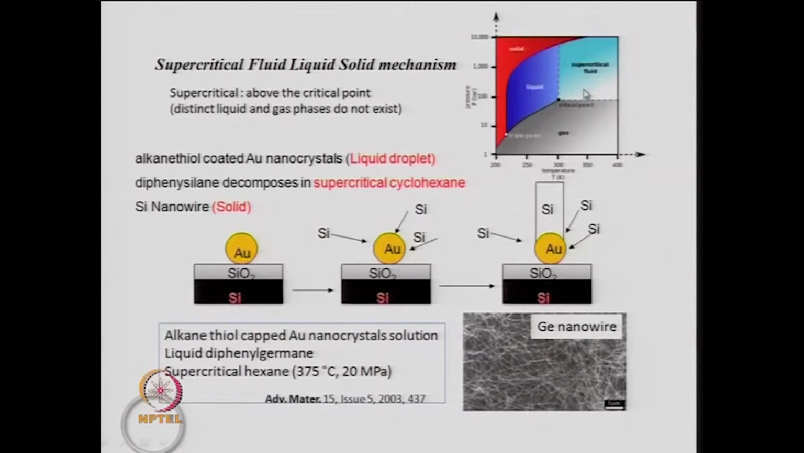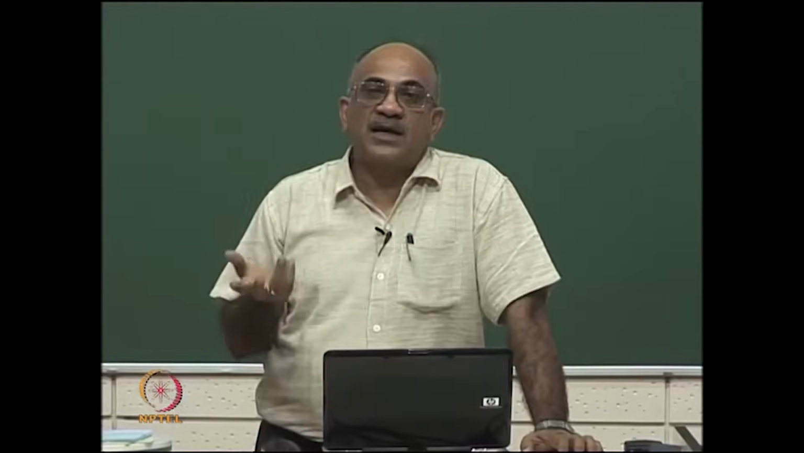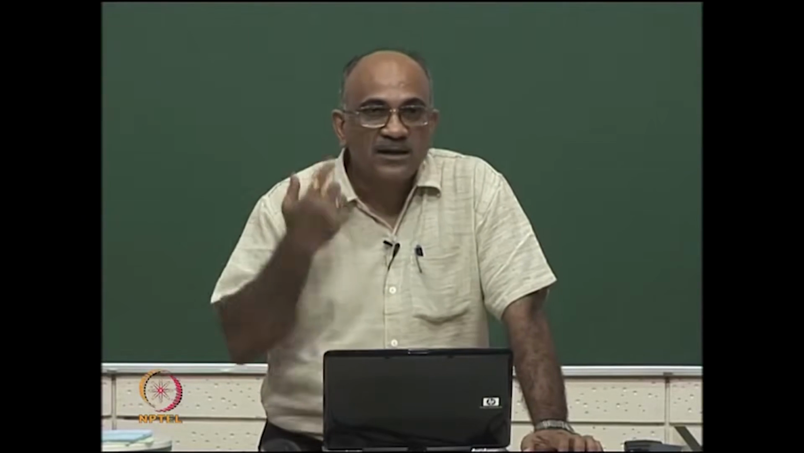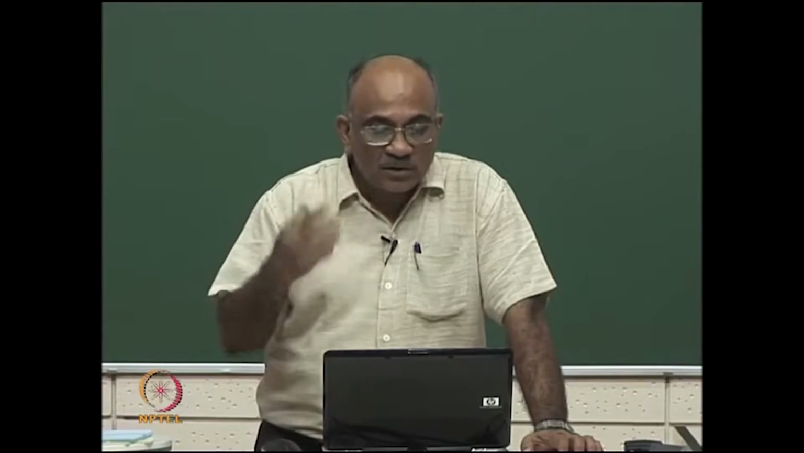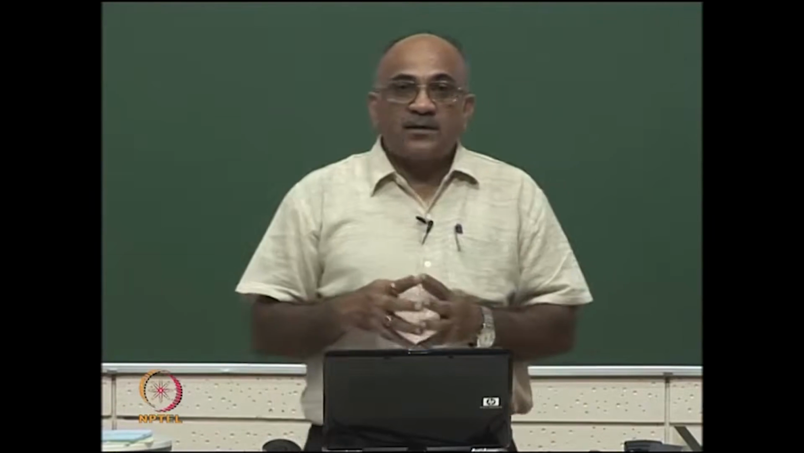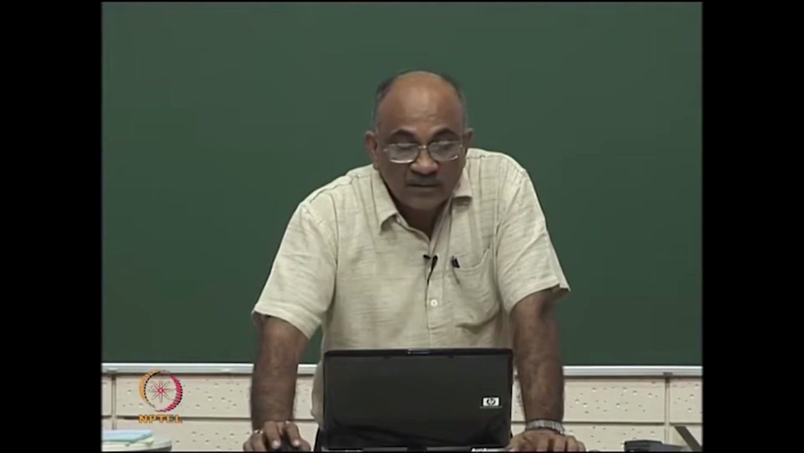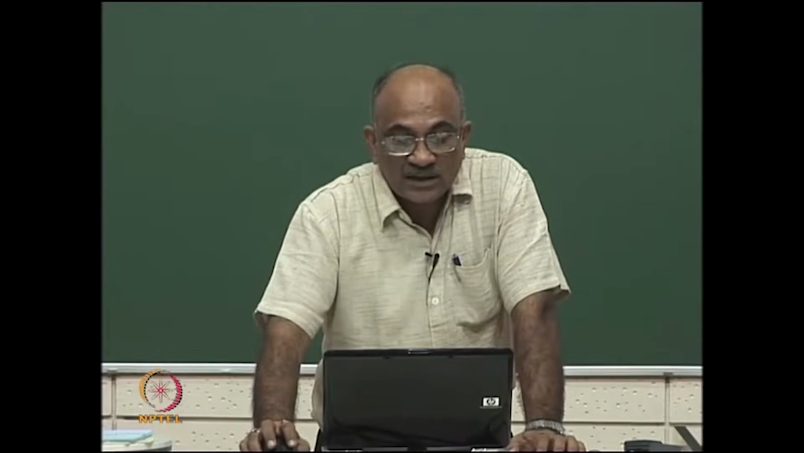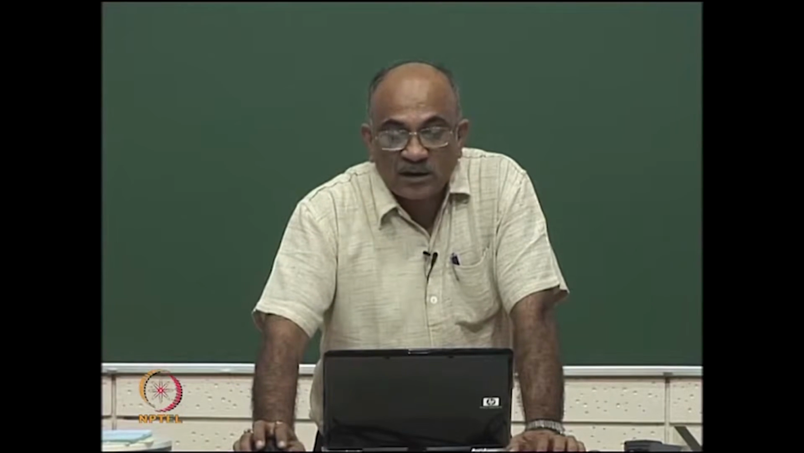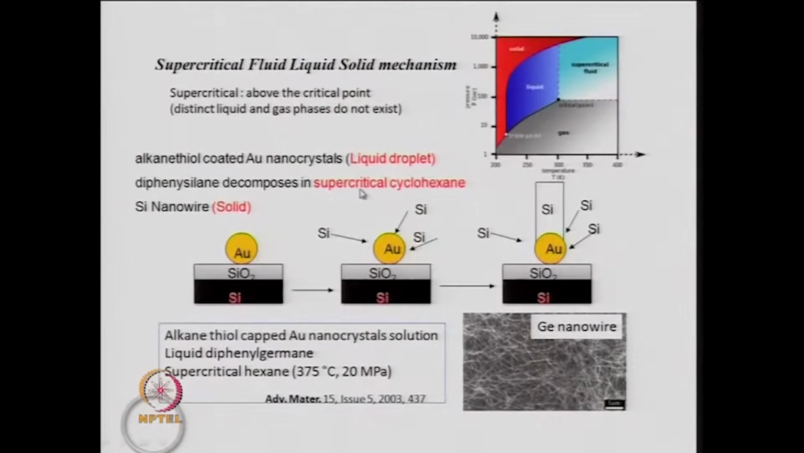So, if you cross that critical point either in temperature or pressure such that you are in this region, then that is called a supercritical fluid. For example, you can have supercritical carbon dioxide, you can have supercritical hexane. So, you can create or do reactions which are otherwise not possible. In this case, this is a particular example where supercritical cyclohexane has been taken, and in supercritical cyclohexane people have added diphenyl silane.